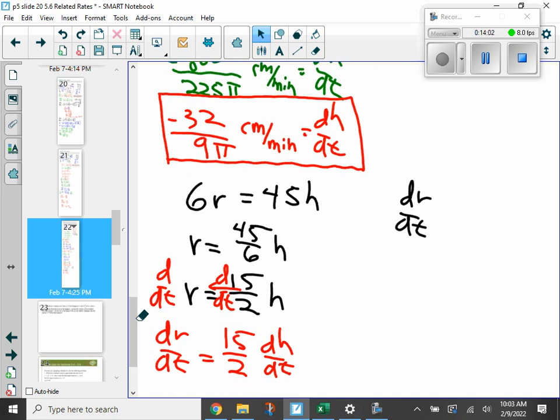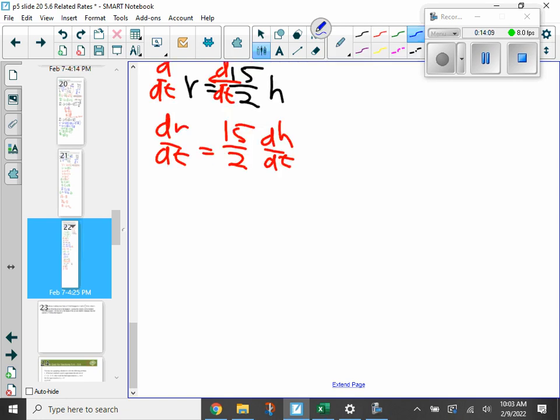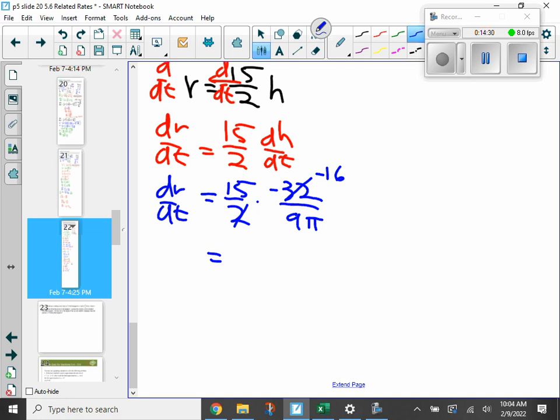It's negative 32 over 9π. So dr/dt equals 15 halves times negative 32 over 9π. I can simplify this a little bit. The 2 can go into the 32, that would be negative 16. I can go 3 into the 9, that's a 3, and that's a 5. So I have negative 80 over 3π centimeters per minute is equal to dr/dt.